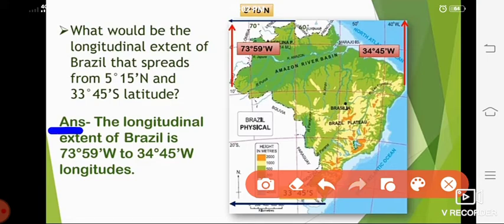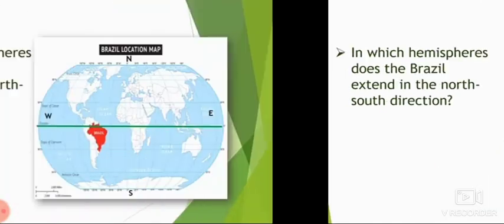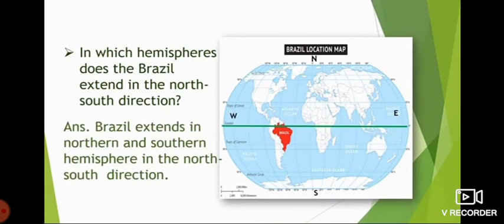Okay, now we will move on to the next question. In which hemisphere does the Brazil extend in north and south direction? So can you all tell me? Yes, you will see now in the world map, red color is the Brazil. Which hemisphere is it present in? Both the hemispheres. In northern it is little bit, and in southern it is having more part. So we can write the answer as Brazil extends in northern and southern hemisphere in the north and south direction.